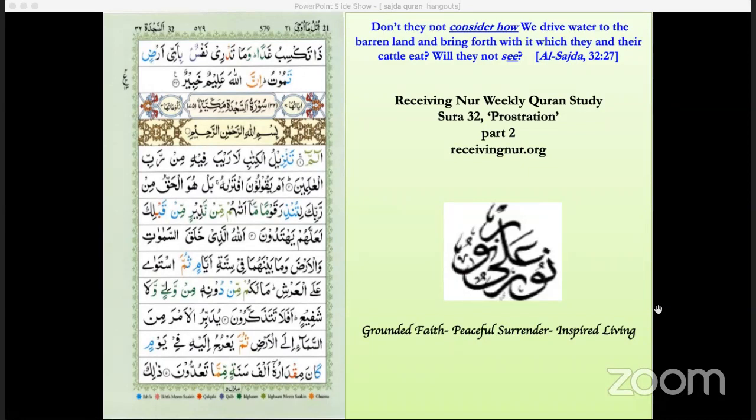And if you say anything aloud, He hears it, since, behold, He knows the secret thoughts of human beings, as well as all that is yet more hidden. God, there is no God except Him, no deity, no one worth worshipping except Him. Why? Because to Him alone belong the most beautiful names. Allahu la ilaha illa huwa, lahul asma'ul husna.